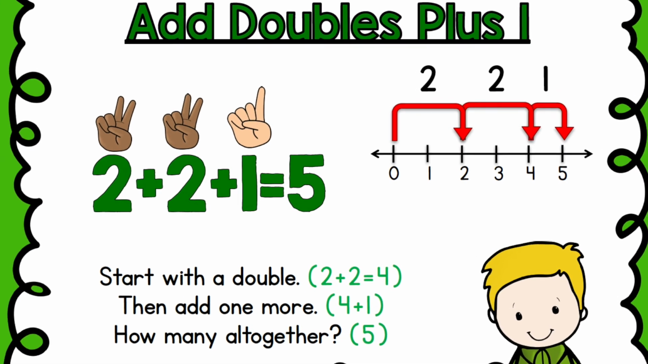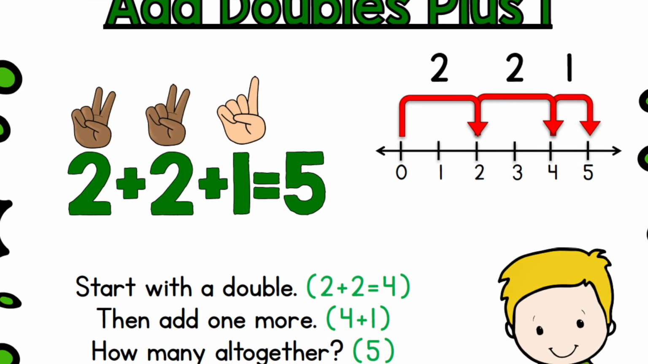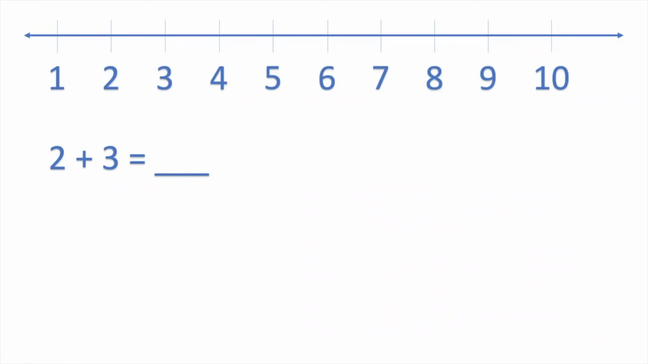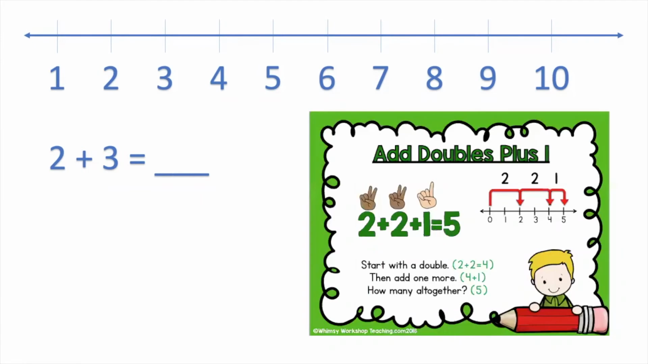Now let's learn how to use our strategy, add doubles plus 1. When we see numbers that are next to each other on the number line, we can use the strategy, add doubles plus 1. Here I see 2 plus 3. 2 and 3 are next to each other on the number line.